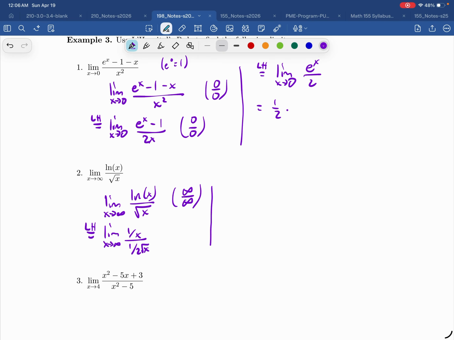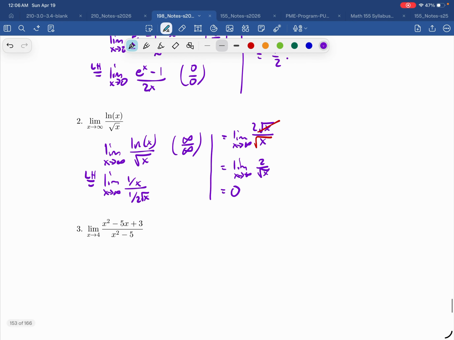Now, at this point, if you try to take the limit, you're going to get 0 over 0. Not very helpful. But we can simplify this fraction. Remember, dividing by a fraction means multiplying by a reciprocal. So you wind up getting 2 root x over x. And at this point, you can do some cancellation. And so really we're getting just the limit as x approaches infinity of 2 over root x, and this equals 0. Right? So it turns out root x actually does grow quicker than ln of x.